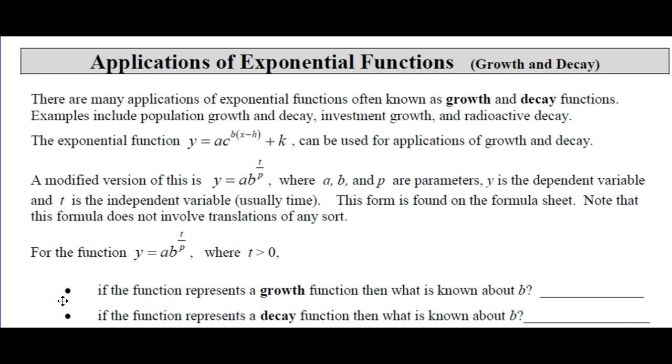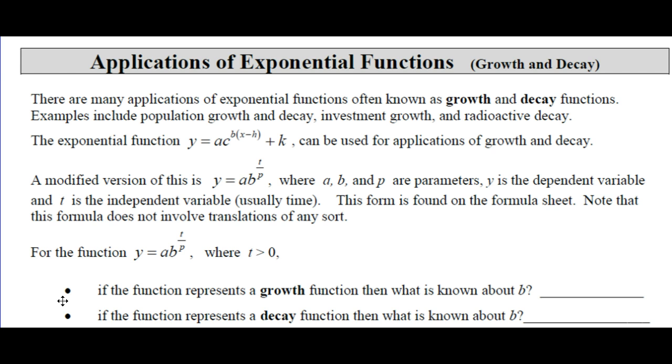Examples include population growth and decay, investment growth, radioactive decay, bacterial growth, stuff like that, right? So growth, be it natural or otherwise, the exponential function y = a·b^(x − h) + k can be used for applications of growth and decay, but mostly we use a modified version. y = a·b^(t/p).